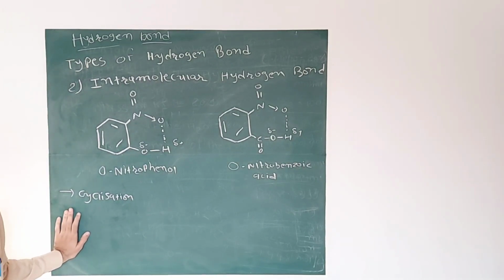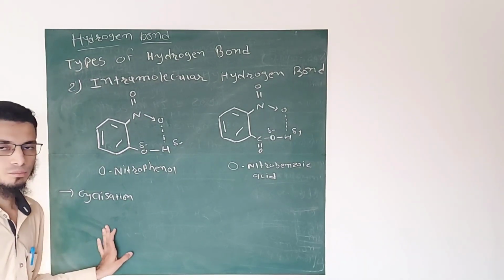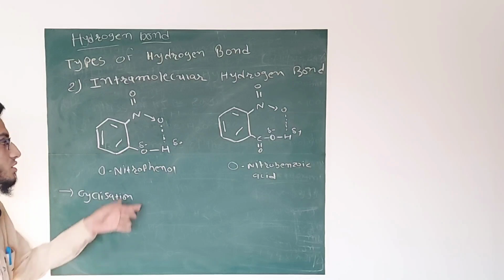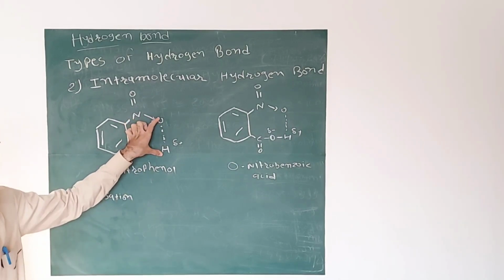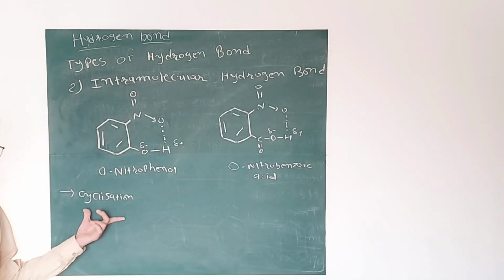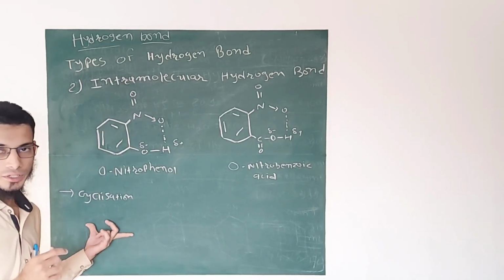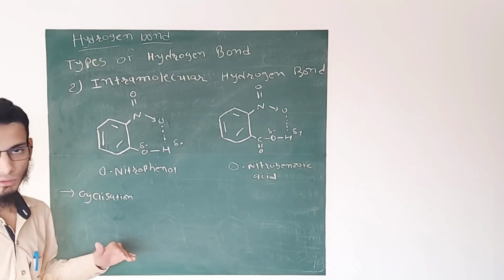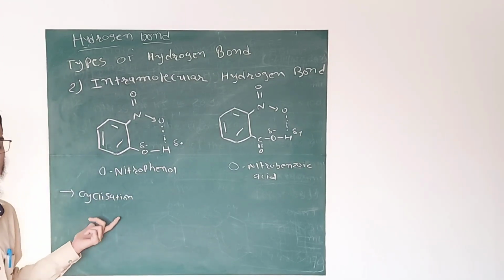And the physical properties like melting point and boiling point are decreased. Why? Due to this intramolecular hydrogen bond. The acidity will also decrease. Why? Let's take an example. So the cyclization, but the physical properties in this case decrease. I am taking the example of the acidity.